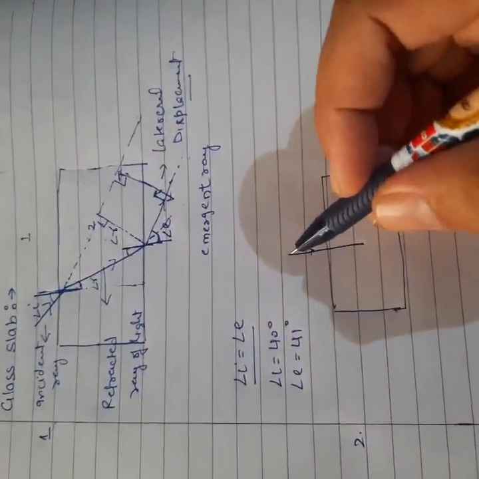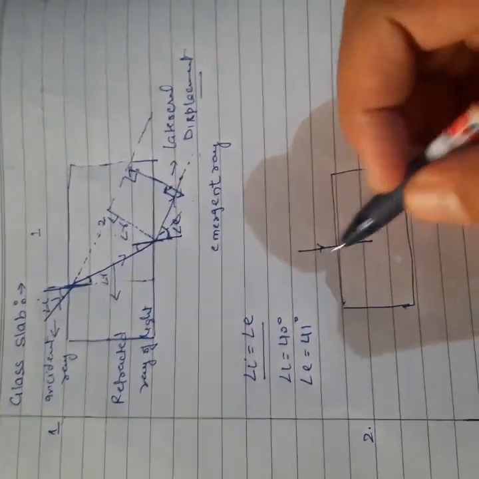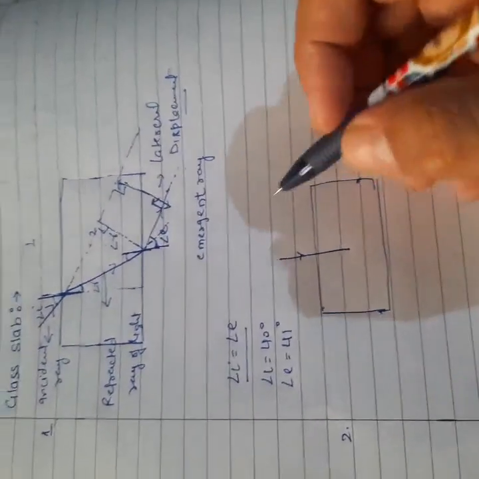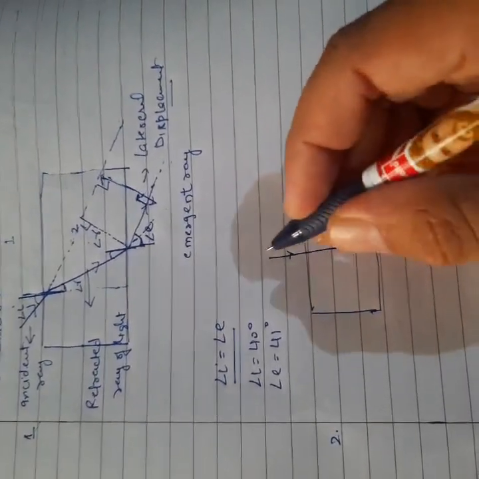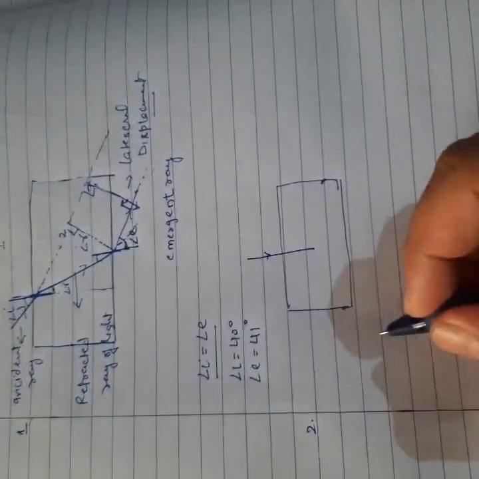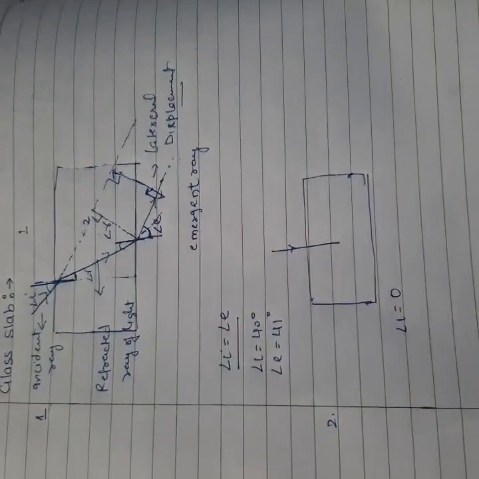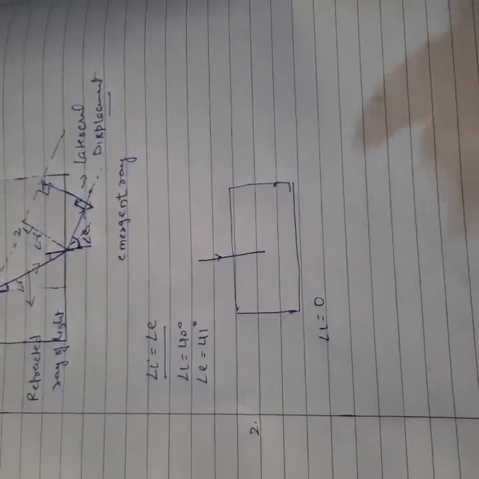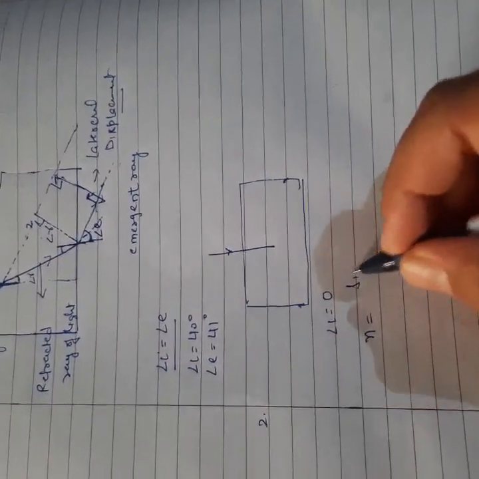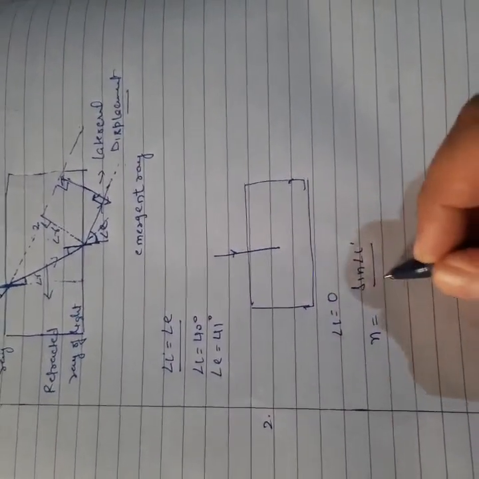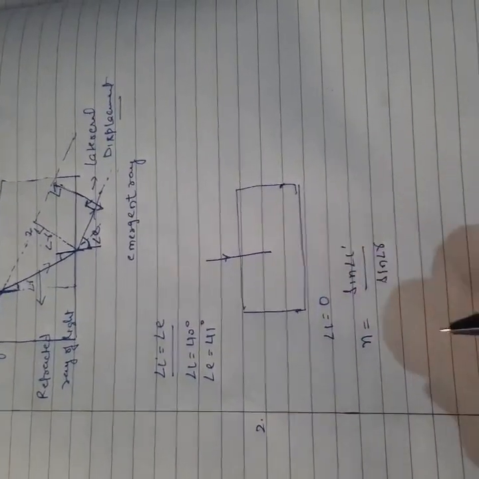If light is coming along the normal, what will the value of angle I be? The normal is here, and the incident ray is also along it. Then angle I equals 0. Then we know Snell's law: refractive index is equal to sin I divided by sin R.